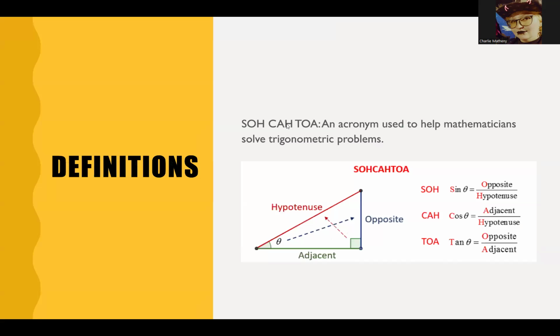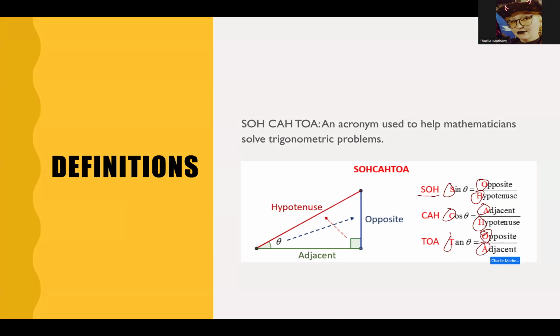We're going to start with one of our basic definitions. So Soh Cah Toa is an acronym used to help mathematicians solve trigonometric problems. So if you look at Soh Cah Toa, we have Soh. So we have sine equals the opposite over the hypotenuse. Cah, which is the cosine, equals the adjacent over the hypotenuse. And Toa, where the tangent of the angle equals the opposite over the adjacent.